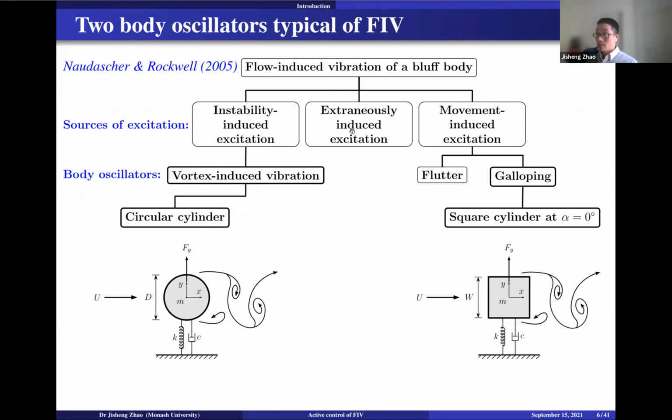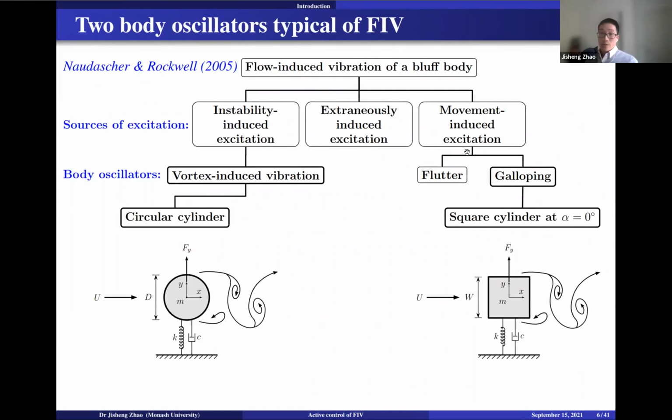And in the middle, we have some externally induced excitation, like perturbations and things like that. We are not interested in that here. On the other hand, we have the movement-induced excitation. Basically, when you have a body moving relative to a flow, you have a speed, say a vertical speed, which will have an angle with the oncoming free stream velocity. Basically, there will be a relative velocity.